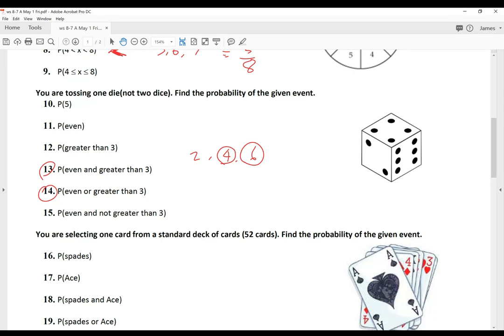It has to be an even number. What's the chance that you're going to get an even number and at the same time greater than 3? That's number 4 and number 6. That's it. So 4 dots and 6 dots. Okay? So I know in English class, "and" means a lot.